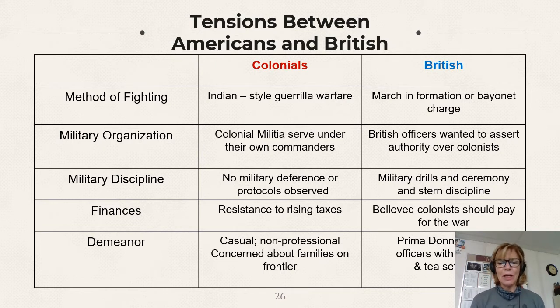But the British, I mean, they're trained professional soldiers, drill and ceremonies, most powerful military in the world, right? They're very stern and that sort of thing. You have to follow strict guidelines. Finances, the colonists don't want to pay. The British want them to pay. So there's conflict there. They're just not working together. The colonists are also very casual, non-professional, but then the British, they fight like, okay, it's stopping time now, it's time for tea, so it's tea time, that sort of thing. So they're very, very different.